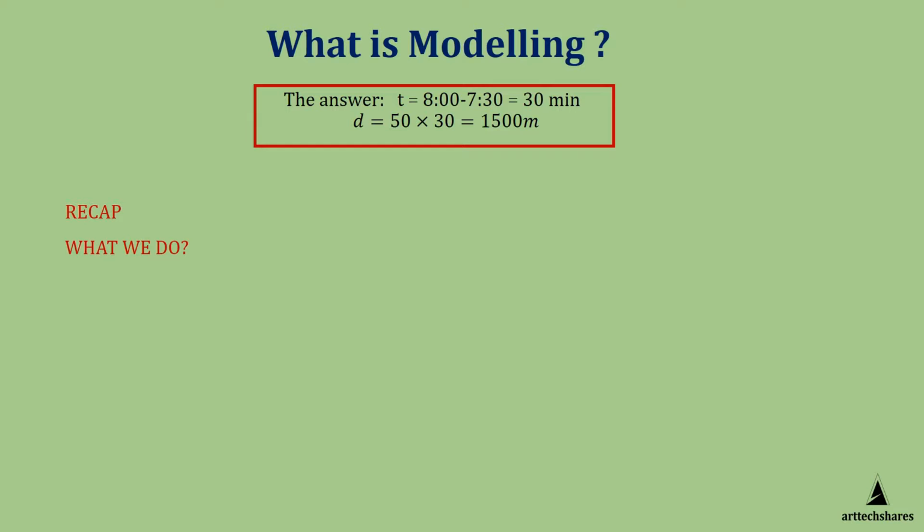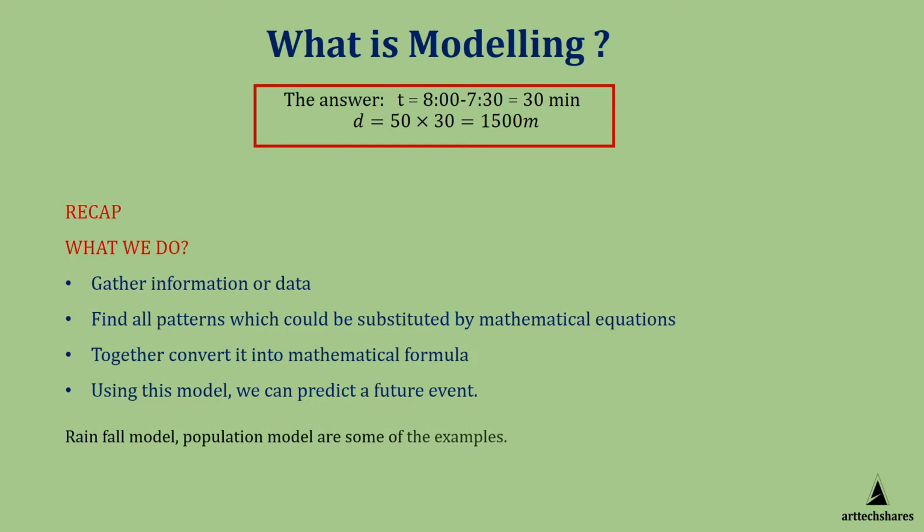What do we do in a similar situation like this? Gather information or data, find all patterns which could be substituted by mathematical equations, and together convert it into a mathematical formula. Using this formula or model, we can predict a future event. Once again, what we do is gather information or data, find a pattern using a simple fundamental equation, as we used the speed formula, and together convert it into a mathematical model. Using this model, a future event will be predicted.